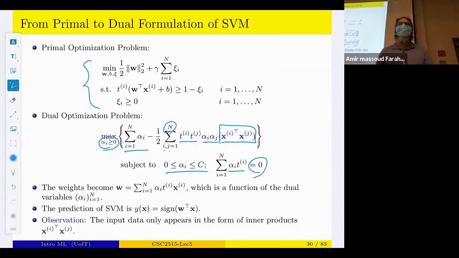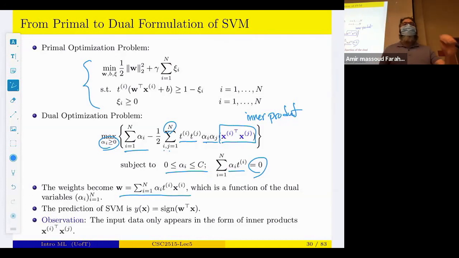So I think just looking at this dual form, it is not obvious how we got that. But what is important here is that if we look at this objective, we see that input data points come in the form of this inner product. So we only compute the inner product of x_i and x_j. That's all the information from data that we need. And if we compute the weights, we see that the weights can be written as summation of alpha i's, t_i's, x_i.